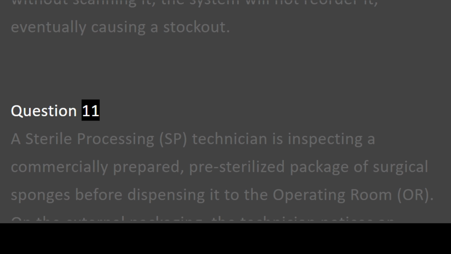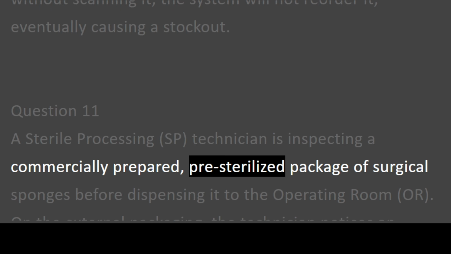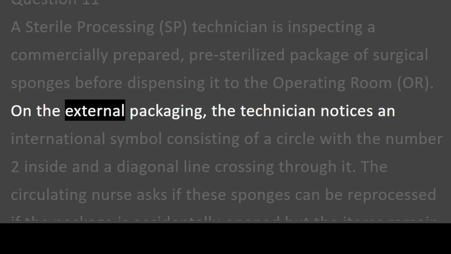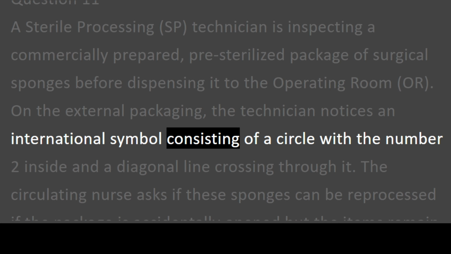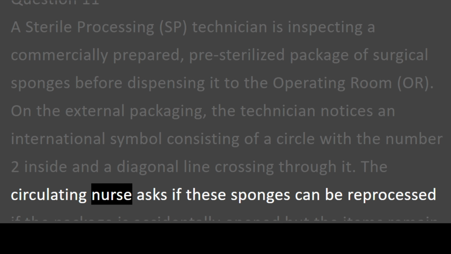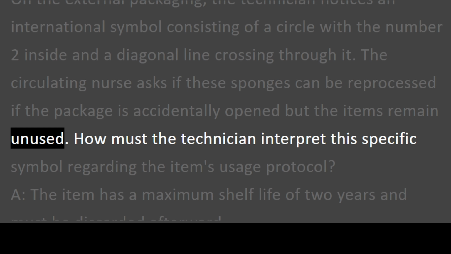Question 11. A sterile processing (SP) technician is inspecting a commercially prepared, pre-sterilized package of surgical sponges before dispensing it to the operating room (OR). On the external packaging, the technician notices an international symbol consisting of a circle with the number 2 inside and a diagonal line crossing through it. The circulating nurse asks if these sponges can be reprocessed if the package is accidentally opened but the items remain unused.